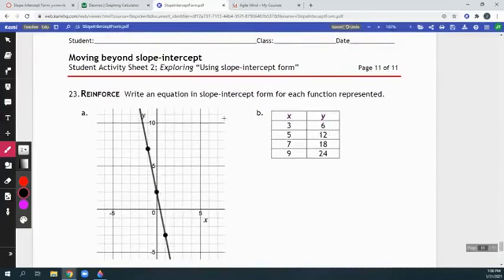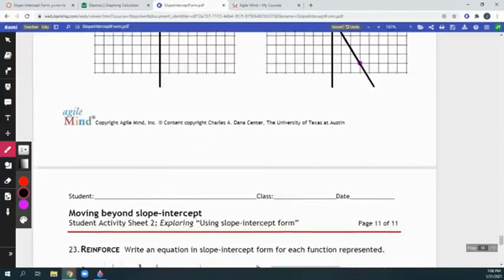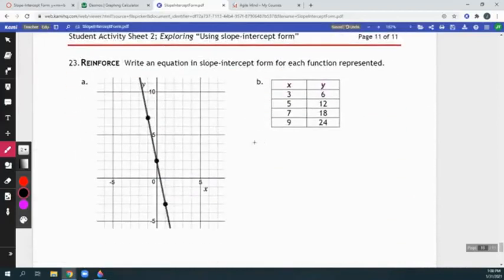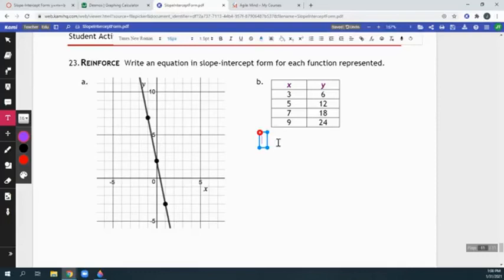Last ones. Write an equation for this. Now we've taken equations and turned them into graphs. We're going to do the opposite now. So we have to find the slope and the intercept.